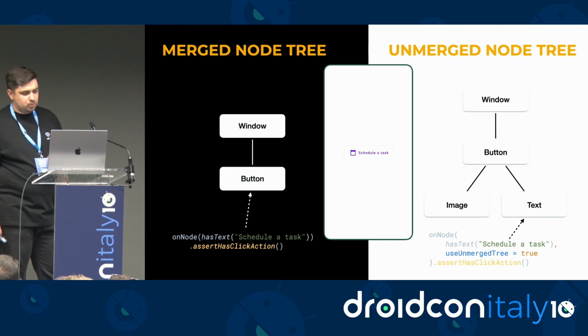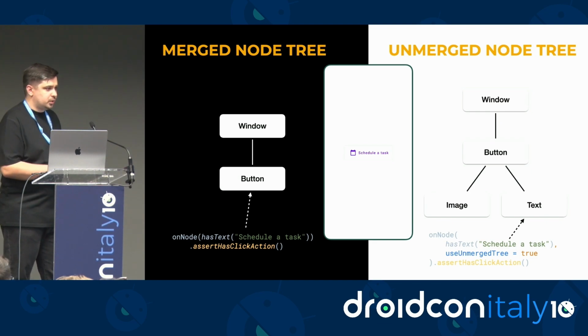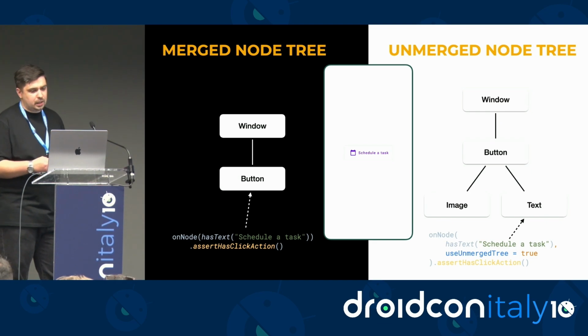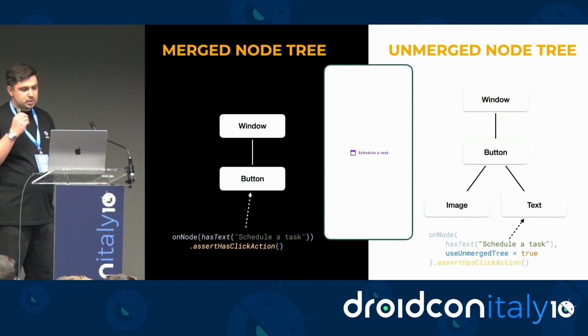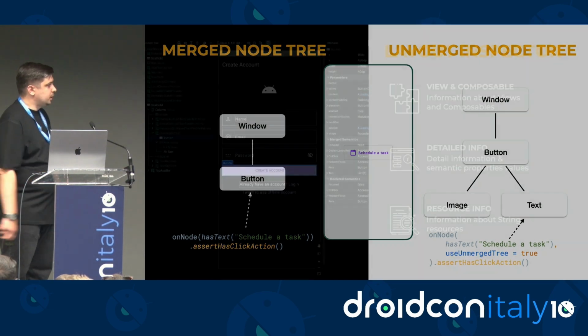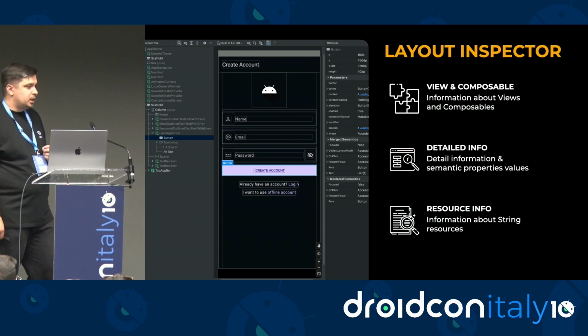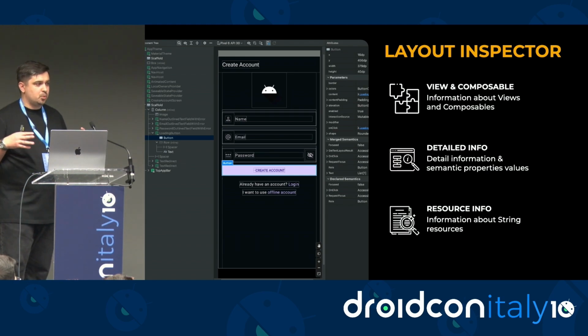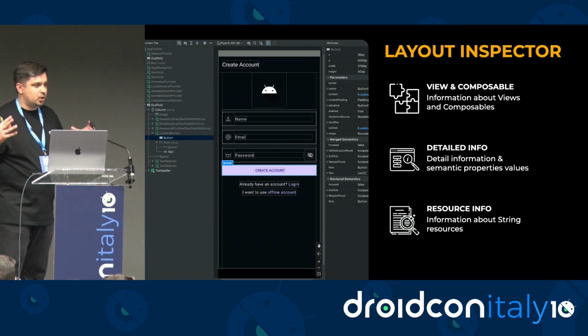And of course, in both of these cases, if we double check that our UI element is clickable, in the case of the merged node tree, our test will pass. In the case of the unmerged node tree, it will fail, because our text is not clickable anymore. And if you know the basics, it's super simple to see it on super basic screens. But when we take a look at more complex stuff, it's sometimes pretty complicated to keep everything in your head.